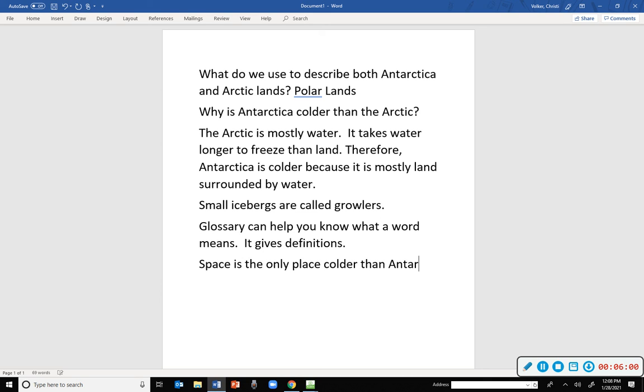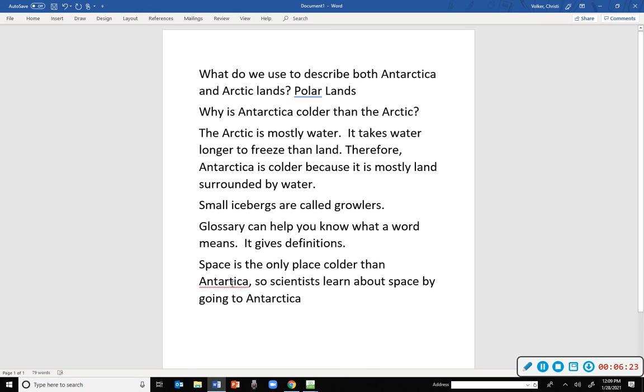So if they want to go to space, they go to Antarctica. And I'm typing this up so you guys have something to look back at. Okay, so scientists like to go to Antarctica because it's the only place colder than space. Okay, why can't penguins fly?